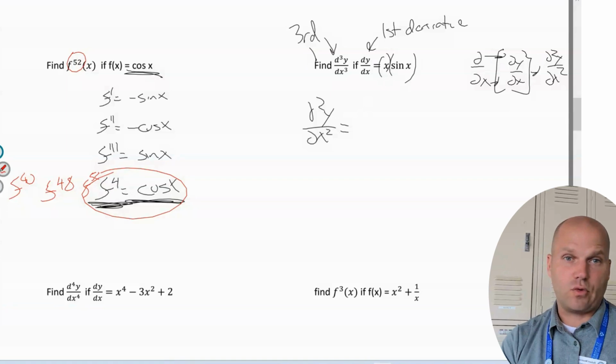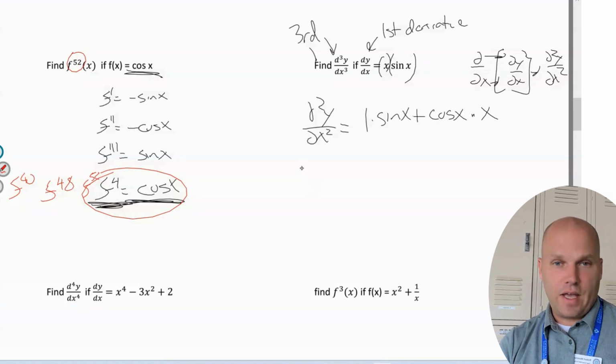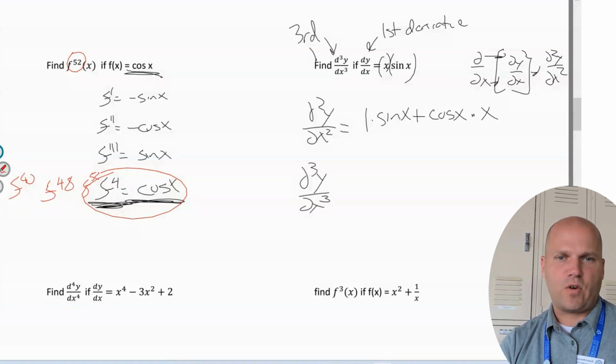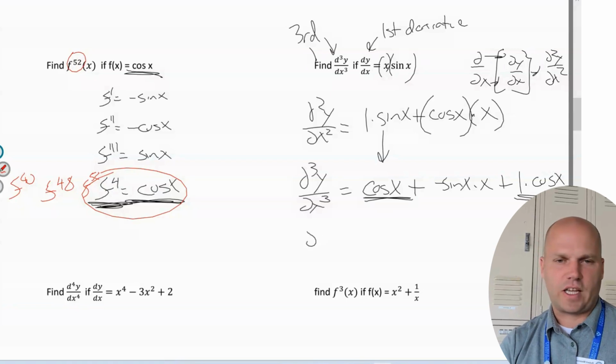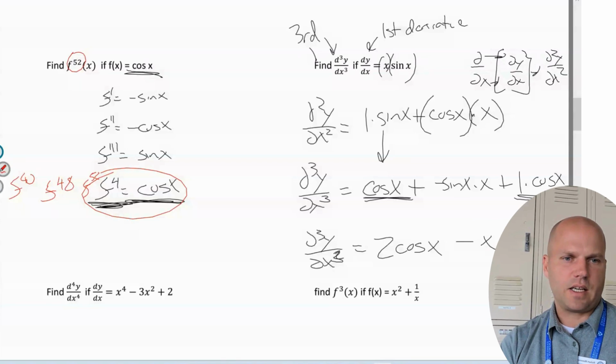I have to use the product rule though. Heads up, x times x is the slopes of the first times the second, plus the slopes of the second times the first. And then if I go one step further to get the third derivative, I have the slopes of sine, and then I have the slopes of cosine x times x, slopes of the first times the second, plus the slopes of the second times the first. I have 1 cos x plus another 1 cos x. If I want to simplify this, I would get 2 cos x minus x sine x.